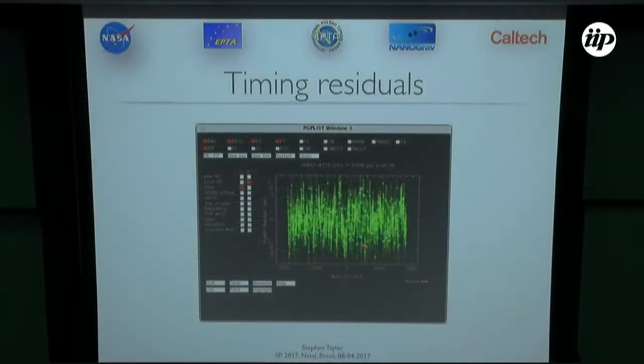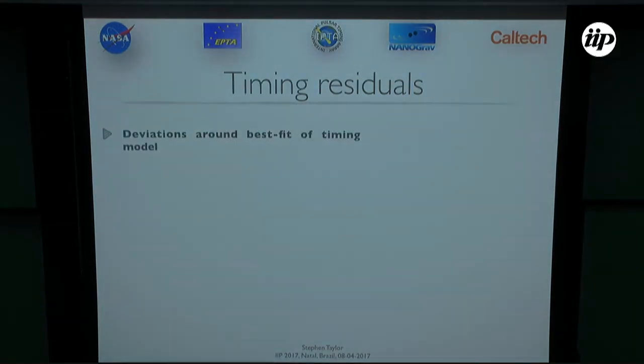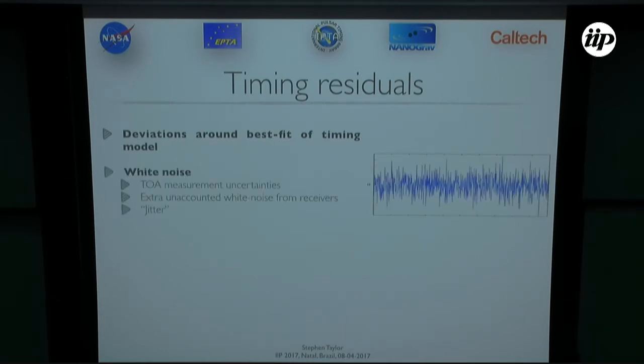So this is what you're starting off from. It's the post-fit timing residuals, where you've tried to bring everything to be consistent with just noise. But the kind of noise that we're dealing with: initially we'll have some deviations around the best fit timing model. You'll also have some white noise, and that's just from the time of arrival measurement uncertainties. There'll be extra unaccounted for white noise in the receivers, and you'll also have something called pulse phase jitter.